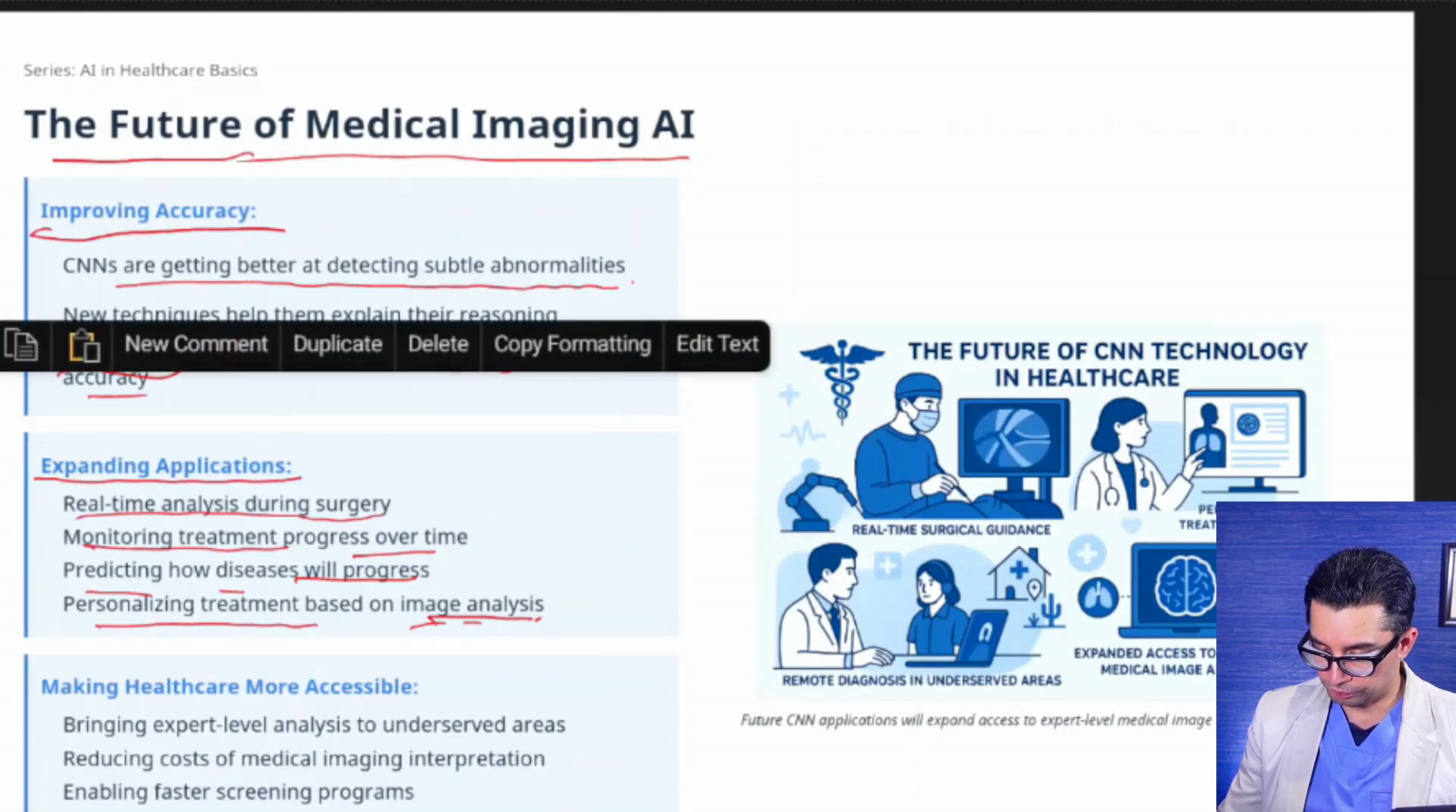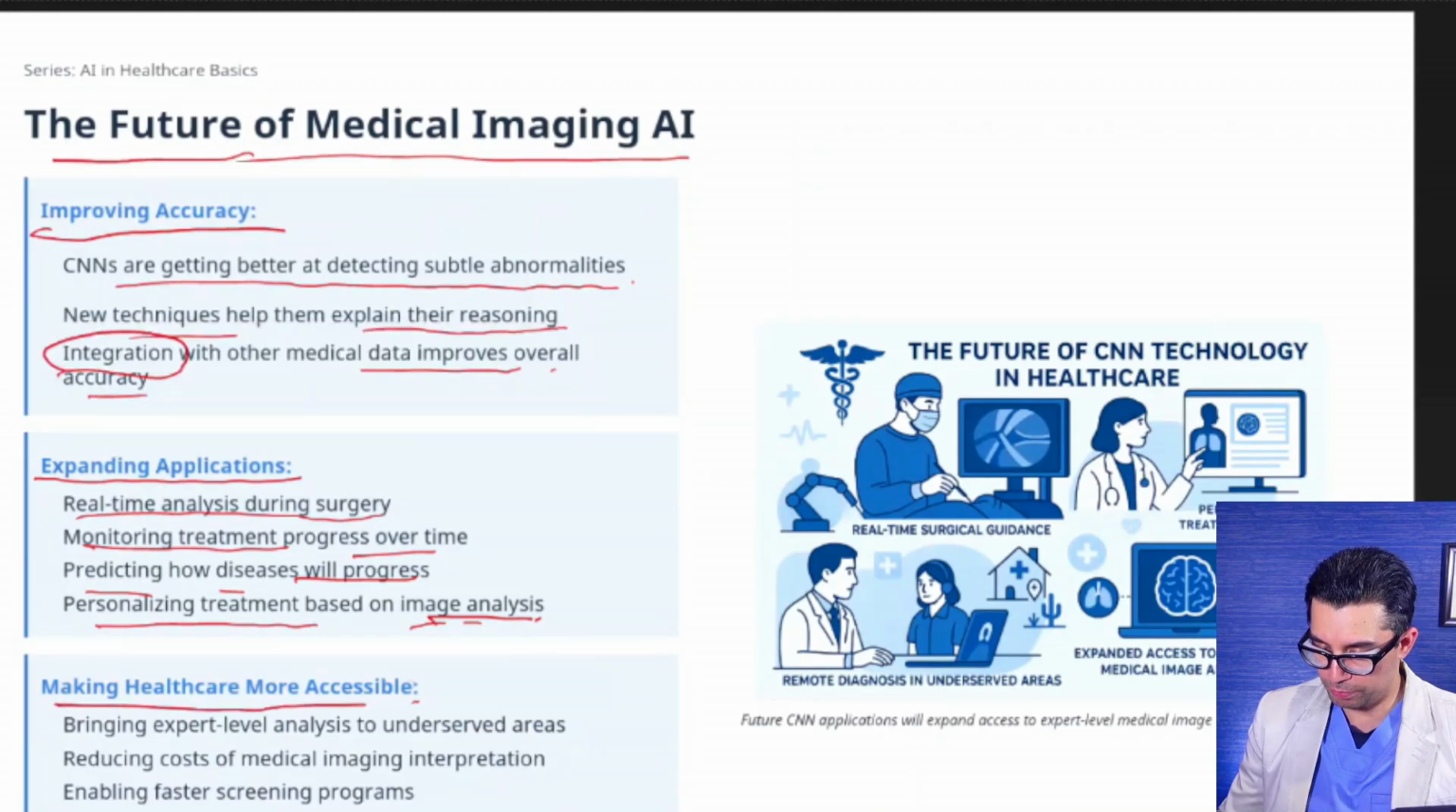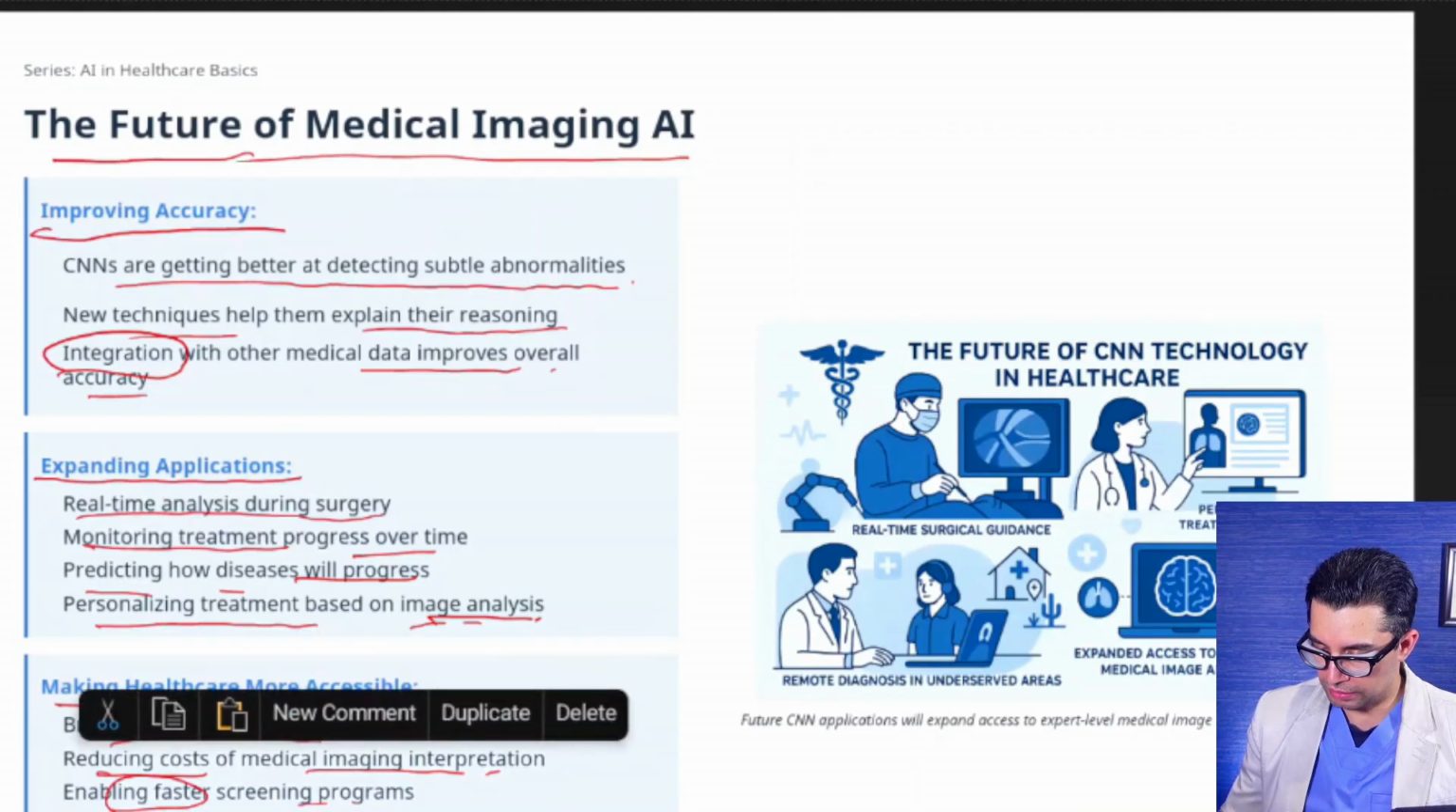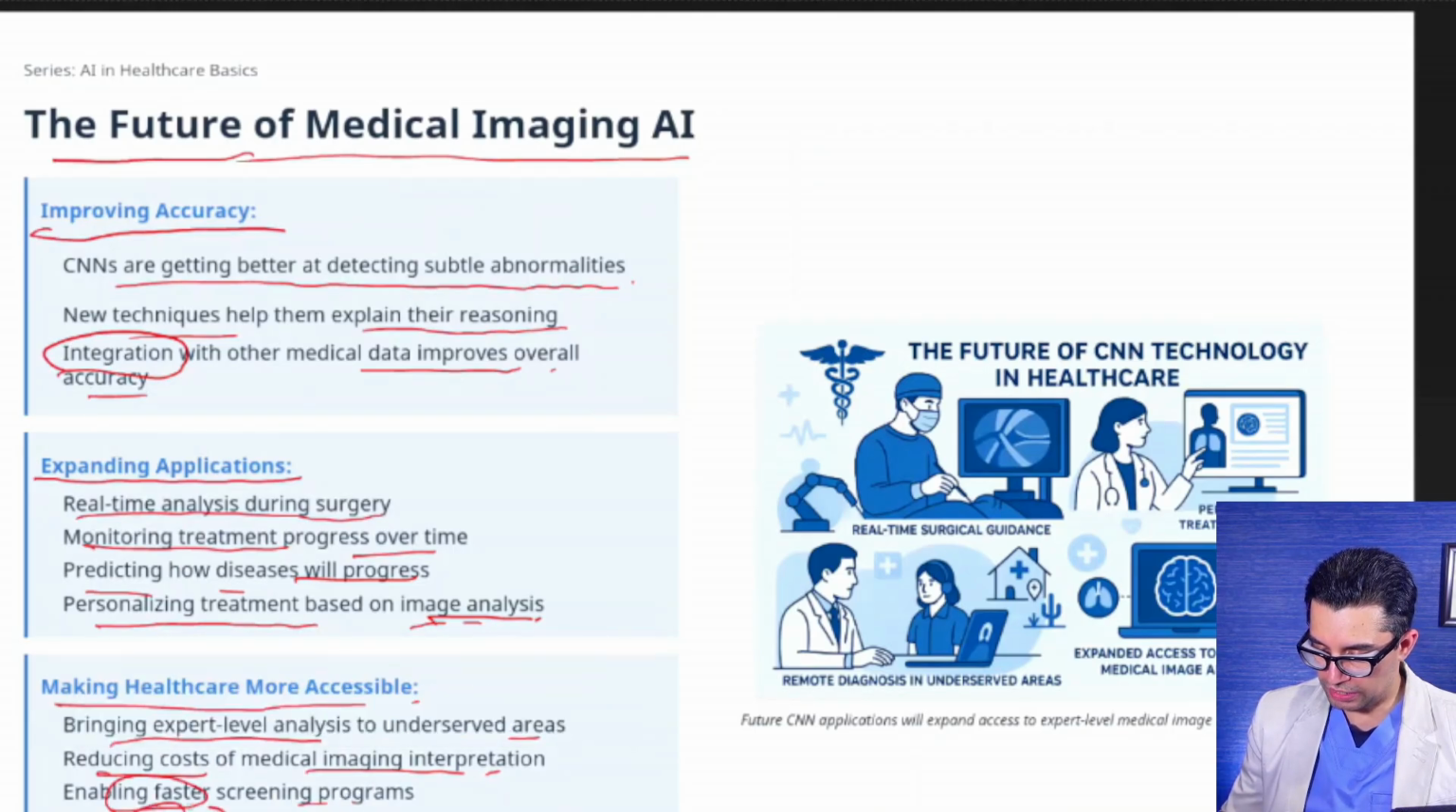All right, so this will, of course, make healthcare more accessible: bringing expert-level analysis to underserved areas, reducing costs of medical imaging interpretation, enabling faster screening programs, and supporting less experienced healthcare providers and communities.